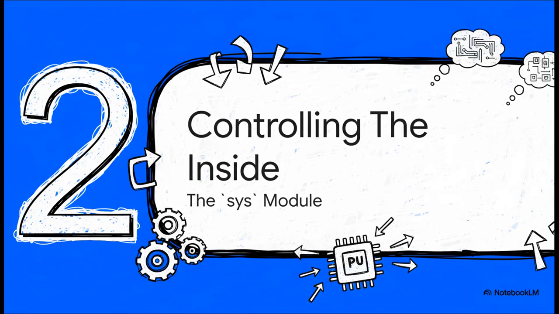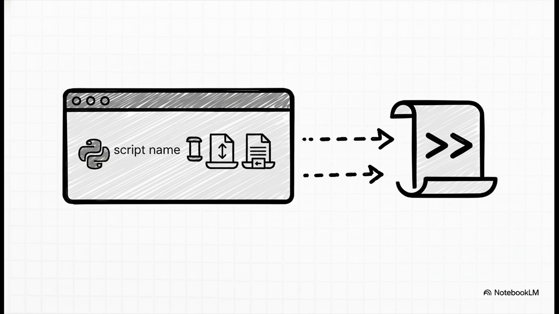Now let's flip the coin and talk about controlling the inside world. The sys module is all about managing your script while it's running. What arguments it gets, how it exits, and even its relationship with the Python interpreter itself. So imagine you want your script to be flexible, to process different files each time it runs. Well, instead of changing the code every time, you can just pass information directly to it from the command line, like this. We're basically telling our script, hey, use input.txt as your source and output.txt as your destination.